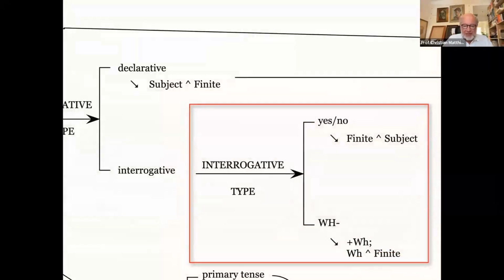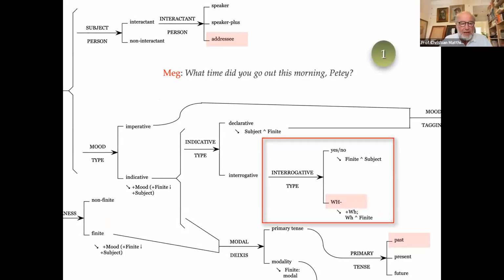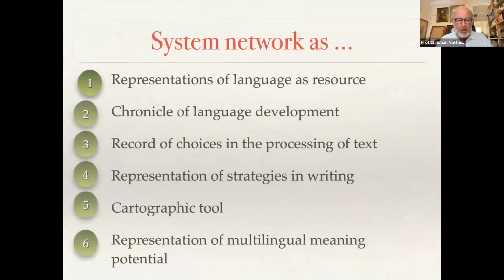So this is a system we looked at, and you can locate it within the total system. For example, when Maggie asks her husband, what time did you go out this morning, Petey? The subject person is the addressee, you. The mood, as we've already said, is WH interrogative, and the tense is past tense. So we can locate all the choices that lie behind this particular example. So that was number one, the representation of language as resource. Let me now briefly introduce and illustrate the chronicling of language development.